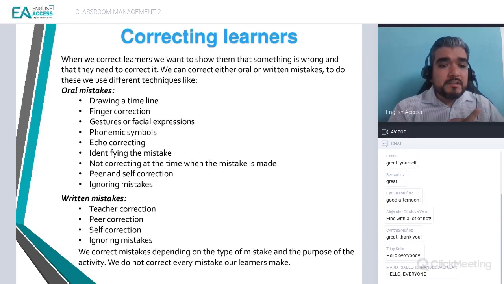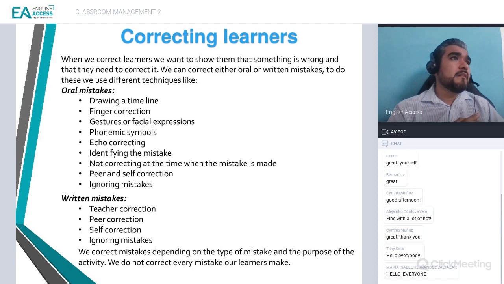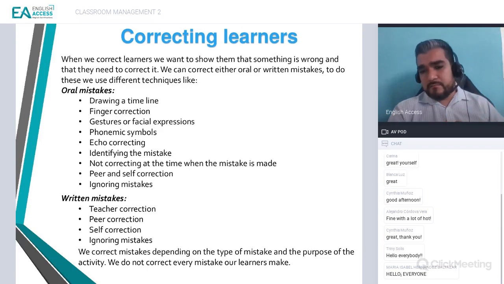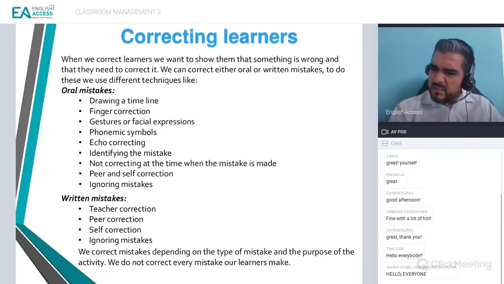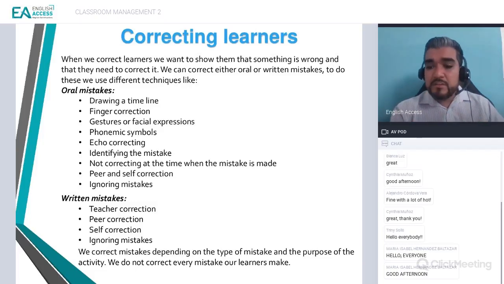We talk about the gestures and facial expressions. Like, for example, if the student says something like, I'm married. You say, married? Oh, married? I don't know, right? You can make some facial expressions, some gestures, right? And the students can identify they have made some mistakes. Okay? So that is one.